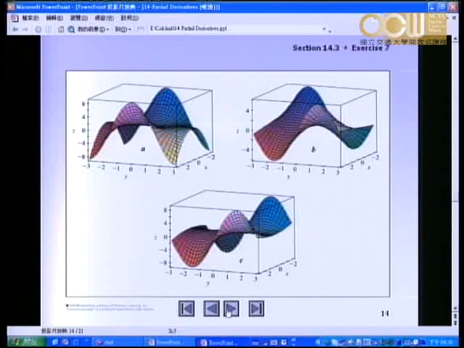You have three plots of a function, and one of them is f, one of them is the partial derivative with respect to x, and one is the partial derivative with respect to y. You have to figure out which one is which. Okay, so one is f, one is fx, one is fy. Maybe you can take a few minutes and think about this. This is a quite nice exercise.